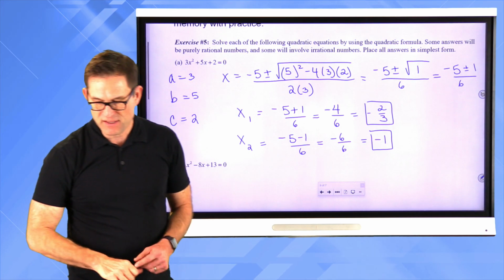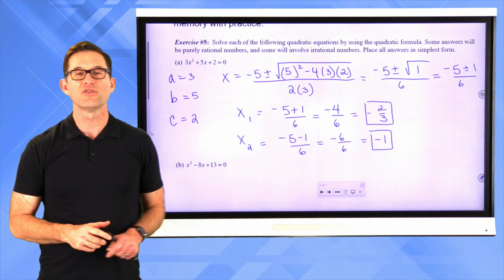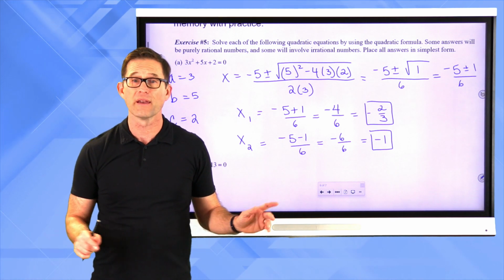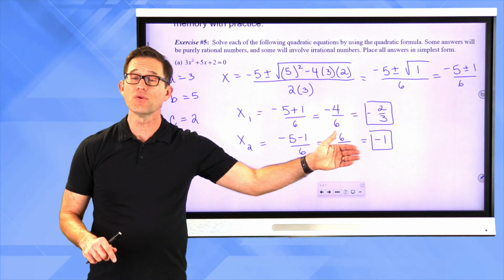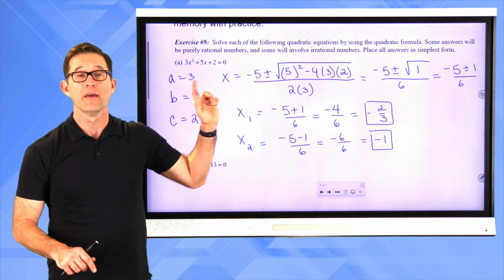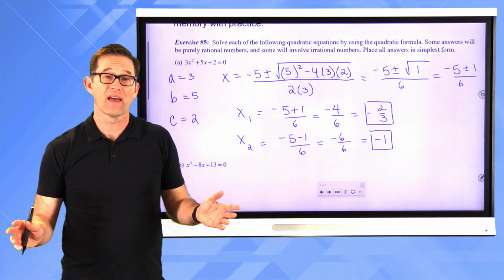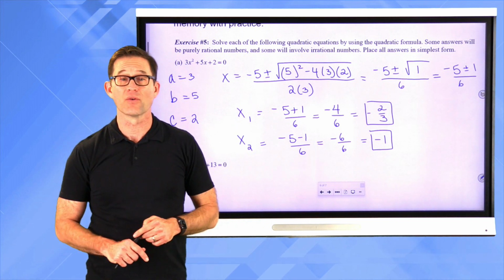So it may seem like you should never get two answers that are both negative or both positive, but you totally can. And again, these two answers being rational numbers means that you could have actually solved that by factoring. Who knew? The quadratic formula is still great.